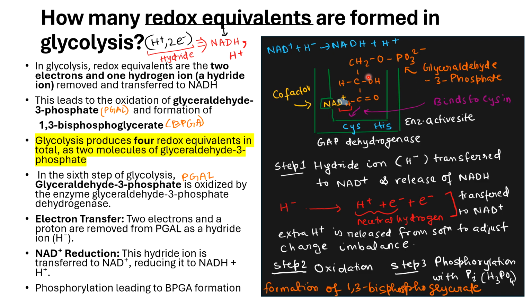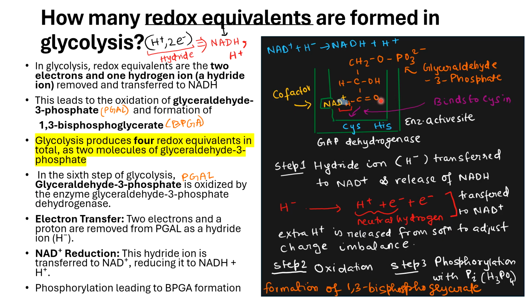So as the substrate glyceraldehyde 3-phosphate binds to the active site, it is getting oxidized and subsequently it is transferring a hydride group to NAD+, which accepts the H minus ion and is neutralized to NADH. Okay, meanwhile one H+ is also released.